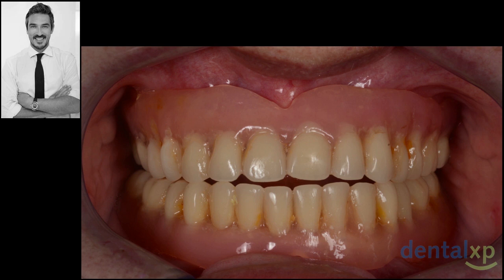Honestly, what's wrong with that one? My mother, she's going to kill me. My mother has one of these. And you would say, well, why does your mother have a removable denture with an overdenture she has?